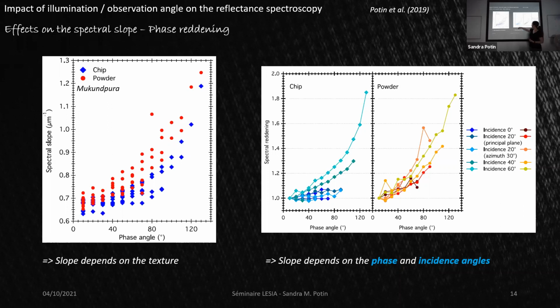You can see on this one here, at very small incidence angle, so around 0 or 20 degrees, we have these curves here. We have this evolution of the slope with increasing phase angle. This is 40 degrees of incidence, and here it's 50 degrees of incidence. So we have a dependence of the phase reddening on the incidence angle. That means that we cannot fully describe a geometrical configuration with only the phase angle. We need to take into account the incidence angle as well, because it will change how the surface reacts.